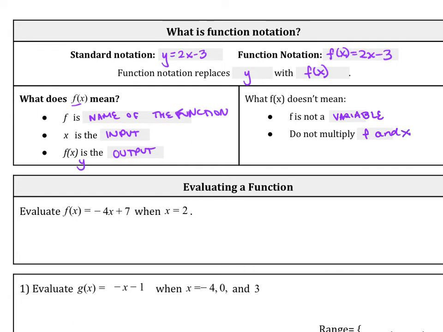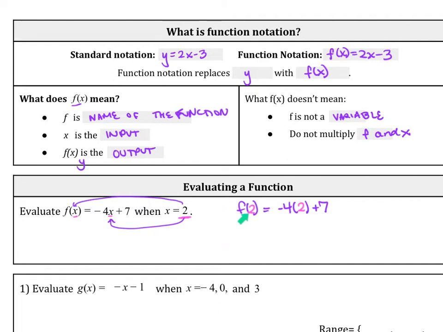So let's evaluate a function using function notation. Evaluate f of x equals negative 4x plus 7 when x equals 2. It's telling us to plug in 2 wherever we see the x. Now I'm going to write f of 2, since we said x is 2. I just plug this 2 in wherever I see the x. F of 2 equals negative 4 times our x value, which was given as 2, plus 7.